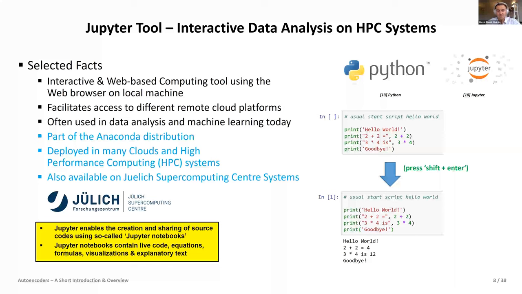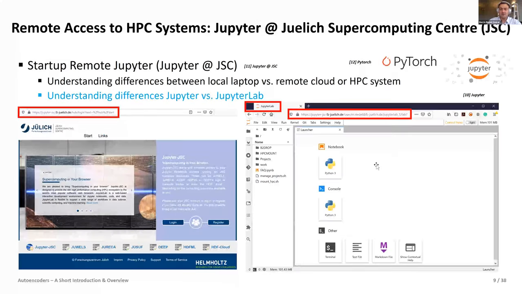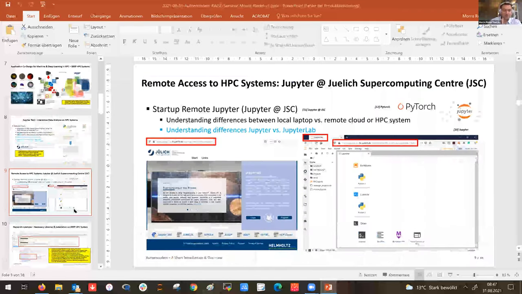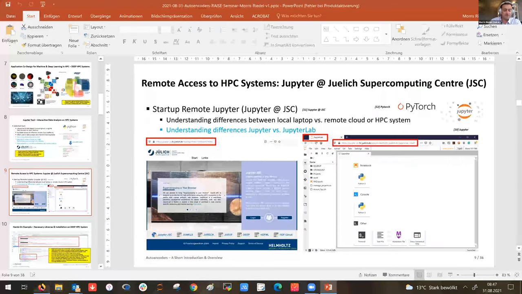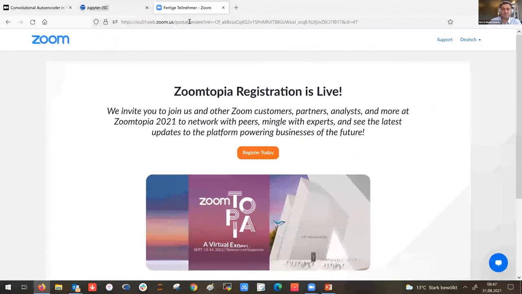And of course, we also have a Jupyter tool available on our Jülich Supercomputing Centre systems. So I will demonstrate that a bit, where of course you need to have an account. People within RAISE can have an account, that's for sure. But of course also those outside, if you have interest, please contact us.